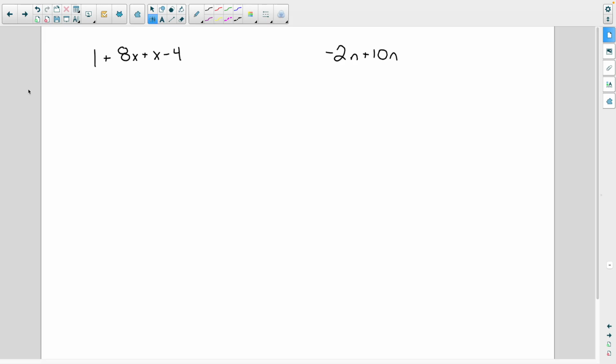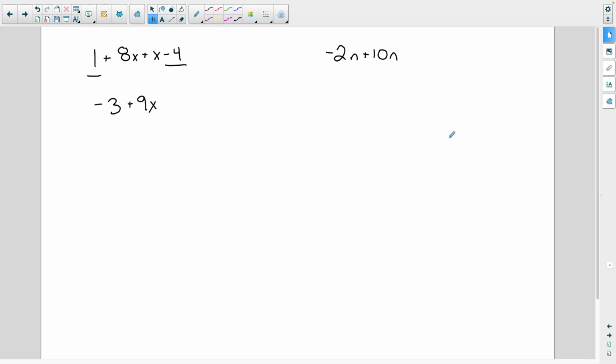Now let's just do some algebraic expressions, combining like terms. Well, 1 doesn't have any variables with it, so we're looking at what else has. Oh, well, minus 4. Well, what is 1 minus 4? That gives me a minus 3. I have an 8x plus a 1x. That would give me 9 x's.